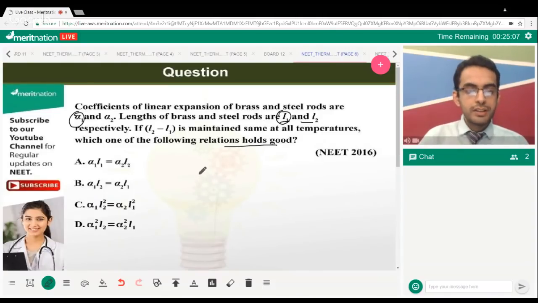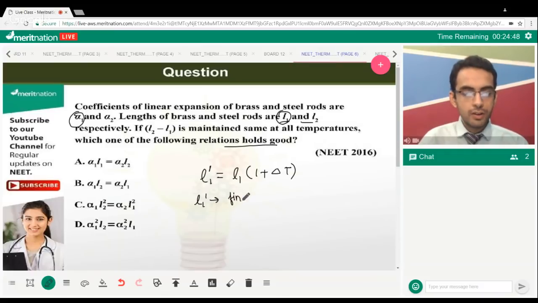So you know the relation that upon expansion, final length is given by L1 dash equal to L1 into (1 plus alpha delta T), where delta T is the change in temperature. L1 dash is the final length of the rod after expansion.